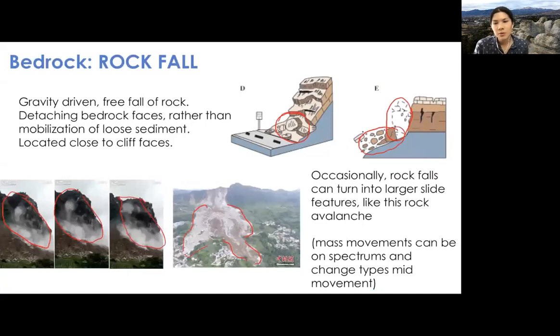So this is a good reminder that all of these slide types that we've talked about are on a spectrum and they can change type mid-movement. You may start out with something that is an earth flow, and through maybe a rain event or a steepened slope, you may get a debris flow forming from that earth flow, right? So these are continuums, and we should think of the hazards associated with each as potentially transferring along.